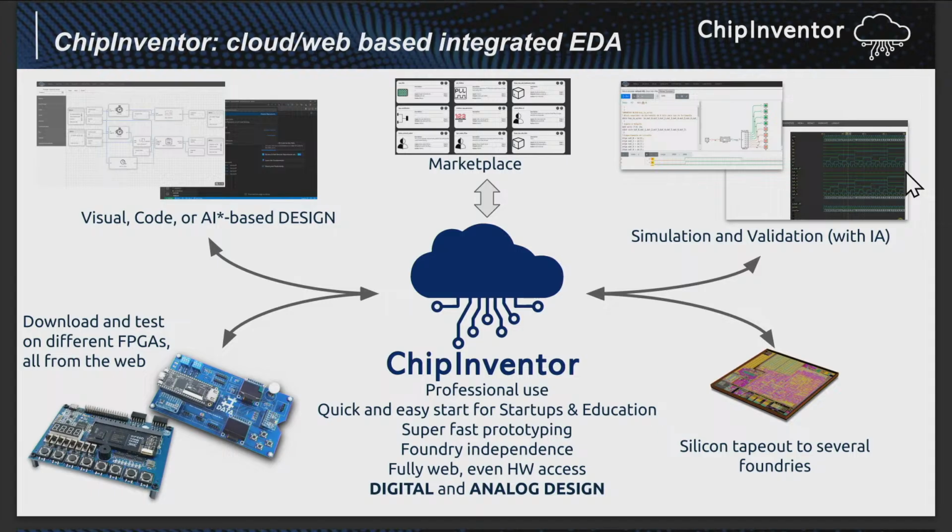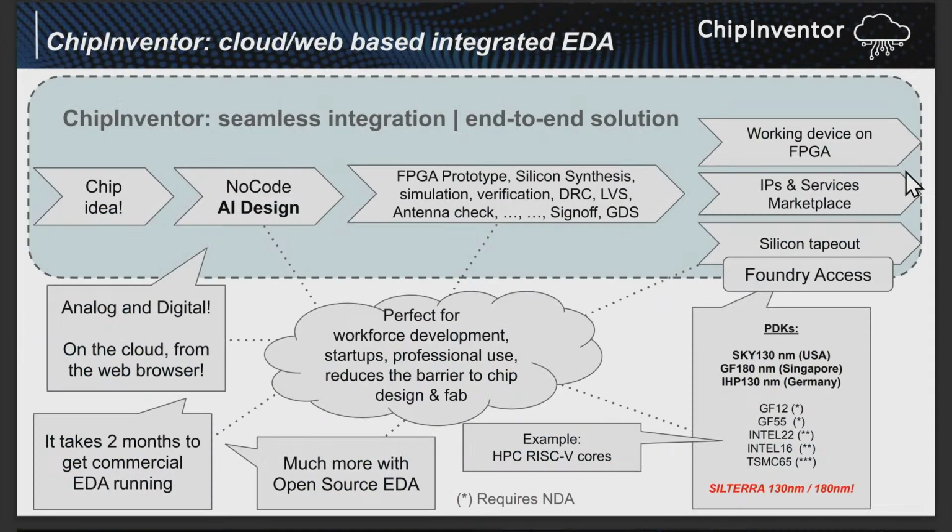This is a quick overview of Chip Inventor, and a little bit more about this. We start with the chip idea. We have an AI assistant that you can ask for blocks. And from these automatically generated blocks, if you want, you can connect them, do FPGA prototyping, DRC, LVS, all the flow that we were discussing during this conference, up to a working device on FPGA or a silicon tape-out. Okay, we have analog and digital support. I'll show a little bit on the cloud from the web browser.